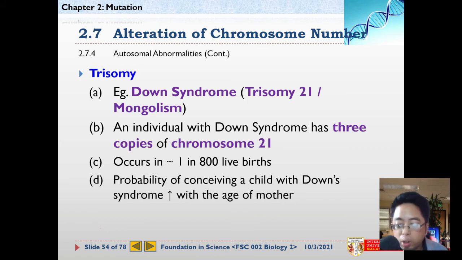Okay. An individual with Down syndrome has 3 copies of chromosome 21. Okay. This happens in Down syndrome. It occurs in 1 out of 800 live births, and the probability of getting Down syndrome increases as the mother gets older. So a mother who is young will be less likely to have a baby with Down syndrome.